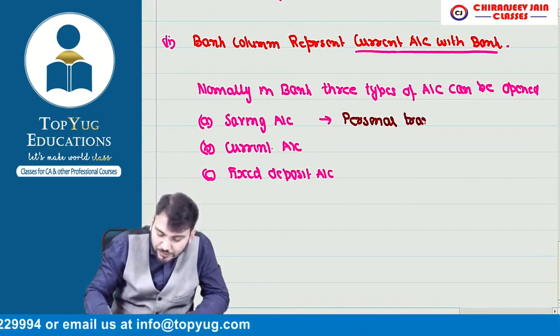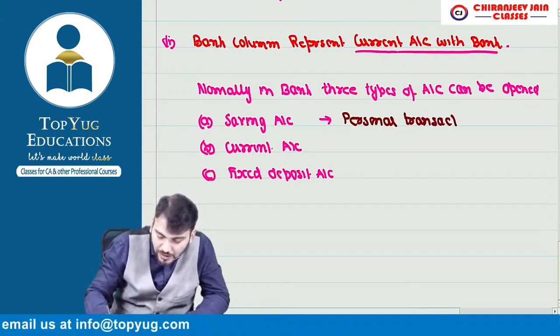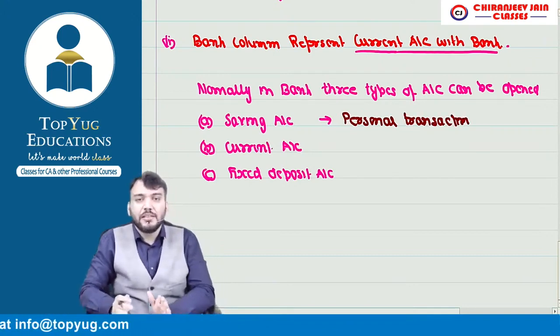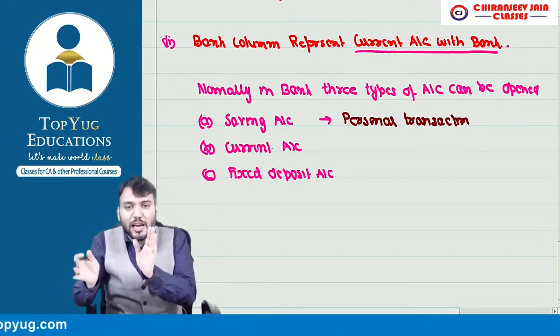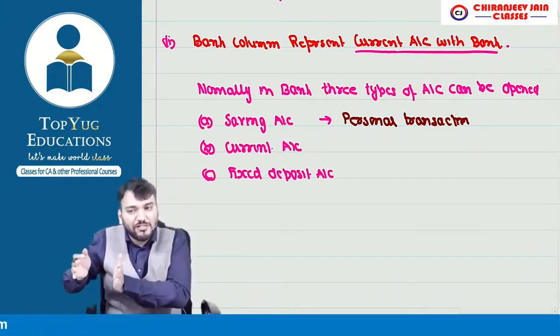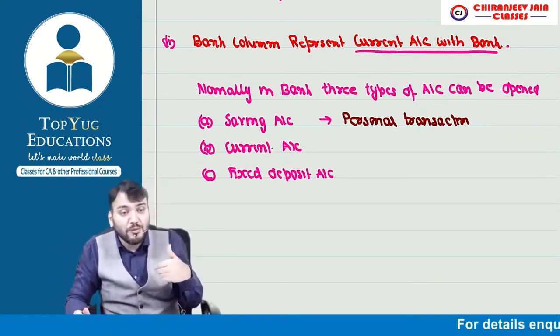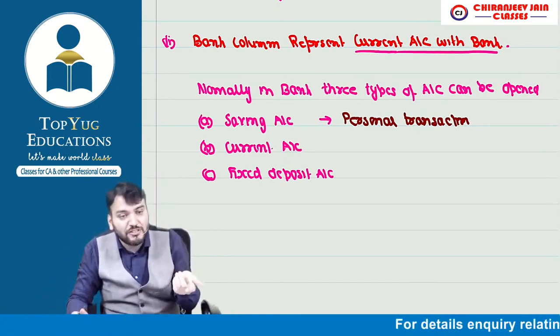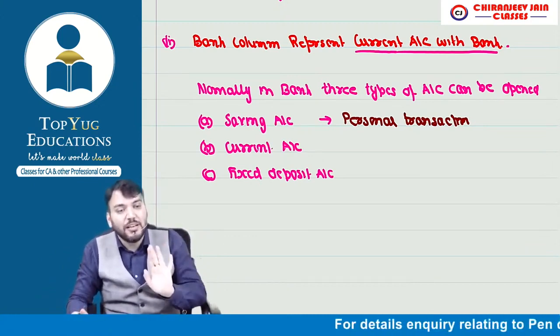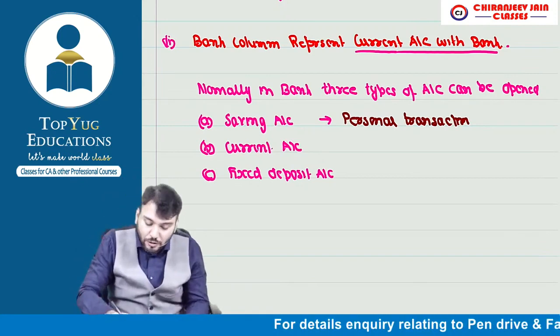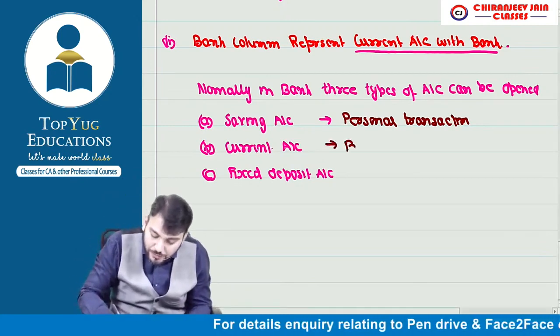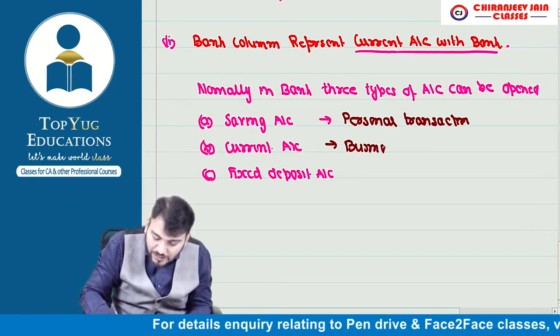Personal transactions. Correct. So normally every person has two types of affairs: one is personal transaction, one is business transaction. So whenever we want to do some business transaction, for the business transaction, normally we open a current account in a bank. So can I say current account is for business transactions?